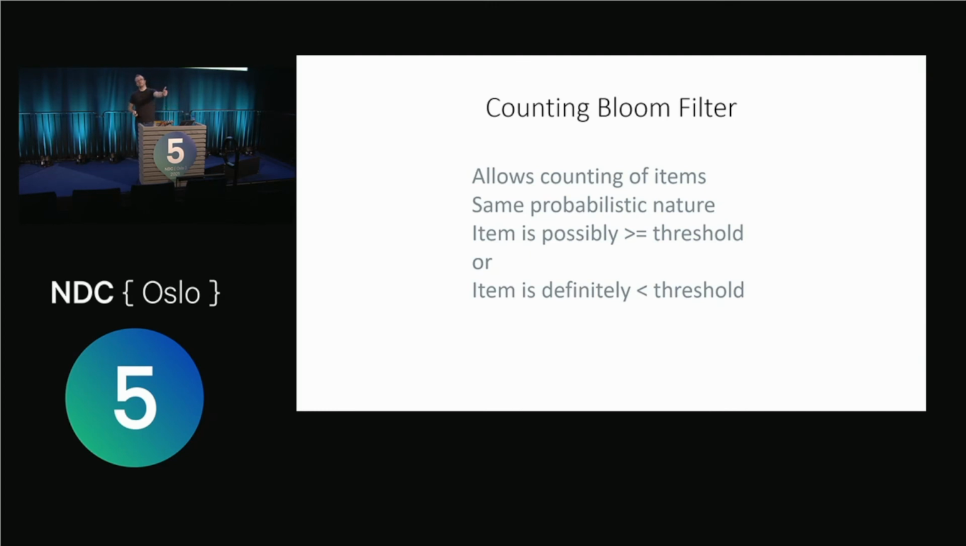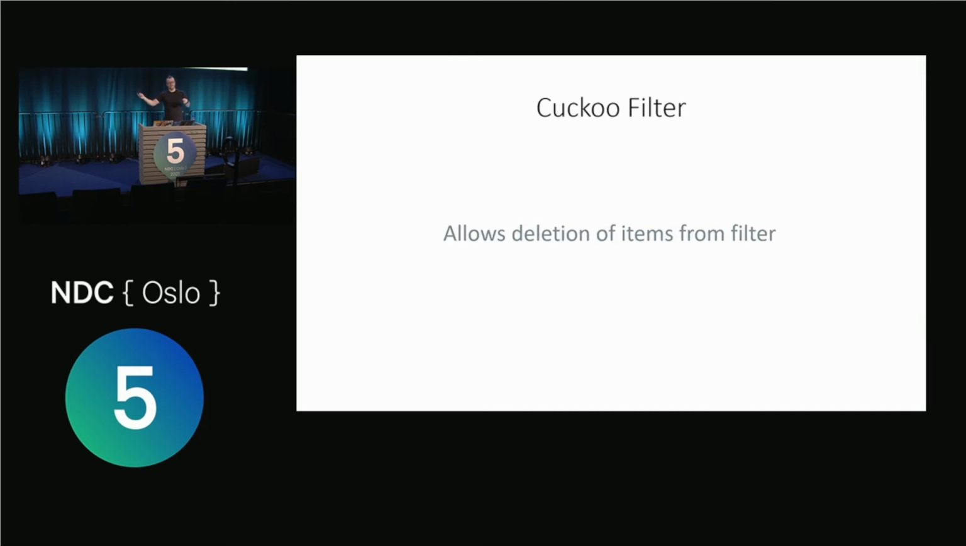Maybe you put an item into the filter and think, well, later, what if I want to delete an item? Because again, if you think back to our example, it's very difficult, virtually impossible, to delete an item from a Bloom filter. Because if you delete the bits for this item, you've also deleted the bits for other items as well. And that's where cuckoo filters come in. Again, very similar concept. Basically, a Bloom filter with the possibility to delete items.